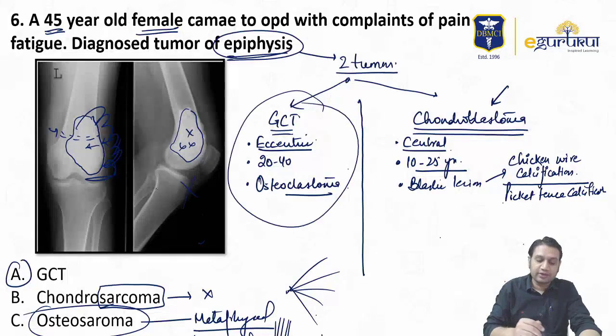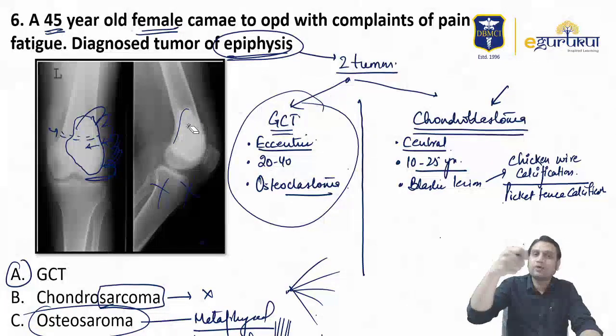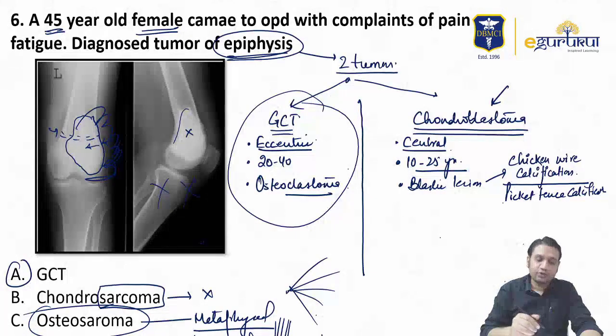So the image is not accurate. Please don't correlate this with the image. This is cement which has been put here, most likely it was a GCT which has been curetted out, and then there is cement which has been put here, right? So the tumor has been basically now treated. That is giant cell tumor.